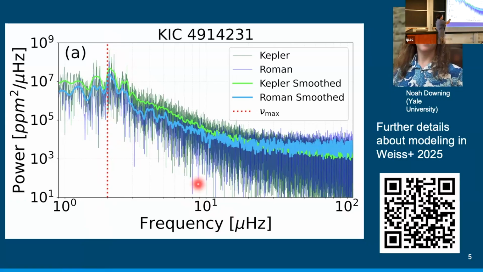And this blue line here is the simulated Roman power density plot, and its nu max. This includes its noise, the cadence from Roman, and also takes into effect the damping of the oscillation amplitude in the IR. And as you can see here, it is still within exactly what we're looking at for nu max detection, slightly lower, but still very measurable and readable.